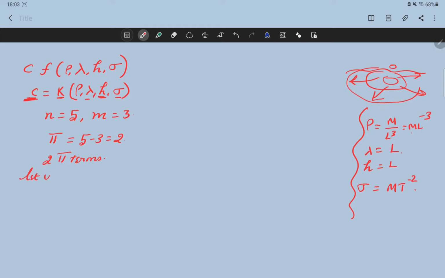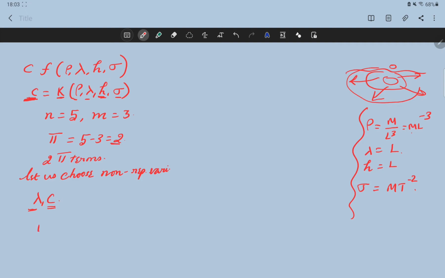Let us choose the non-repeating variables. Our non-repeating variables would be, let us see what it is. It is going to be lambda and c, because c is our dependent variable. That is what we want to find out about. And if I choose lambda, we cannot choose h, and since we are only looking for two pi terms, we are happy with lambda and c.